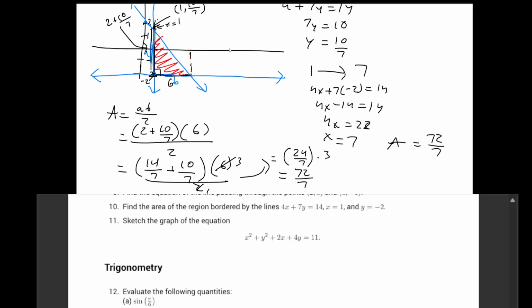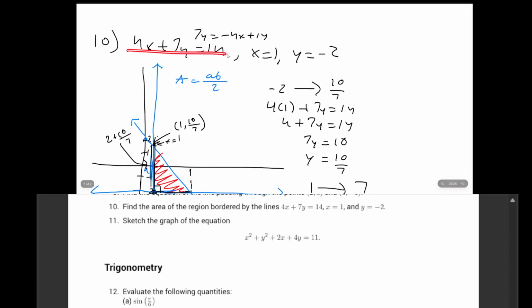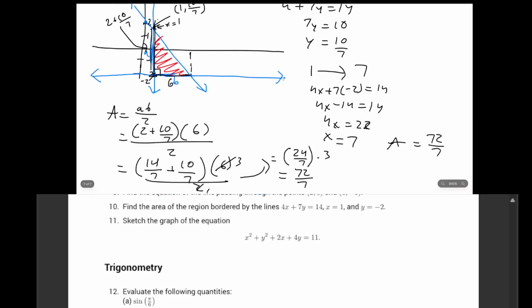We had to do some math by using the equation of the line, plugging in 1, plugging in negative 2, solving for the y here, solving for the x here. And then we had to think about the distance from negative 2 to 10 over 7, right? Distance from 1 to 7, because it's a triangle. From here to here, from here to here. This times this over 2 will give us this area of 72 over 7.